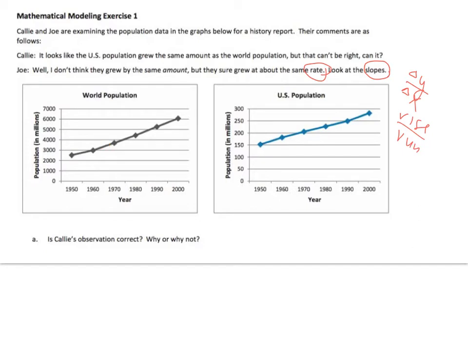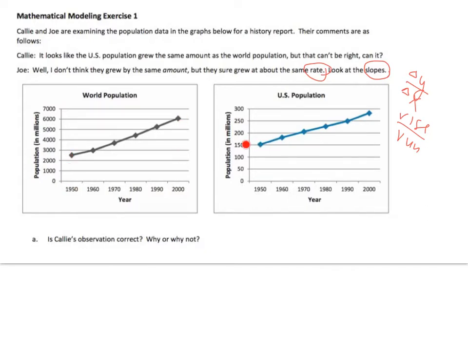So I've got the world population. Joe's saying it's the same slope. Callie is saying that they grew the same amount. Well, I've got population in millions. We're just going to talk millions. So 2,500 in millions up to 6,000 between 1950 and 2000.